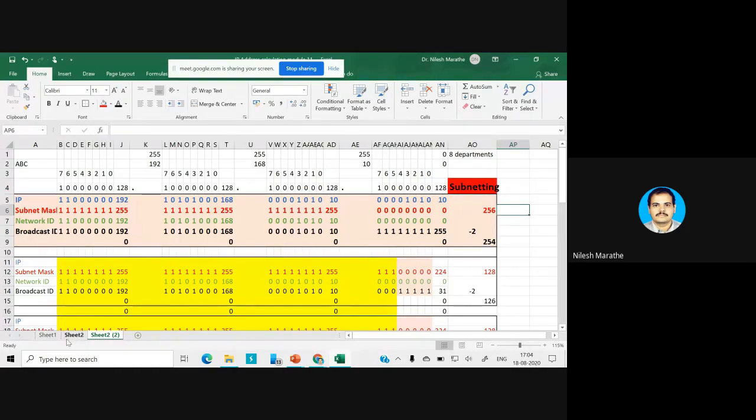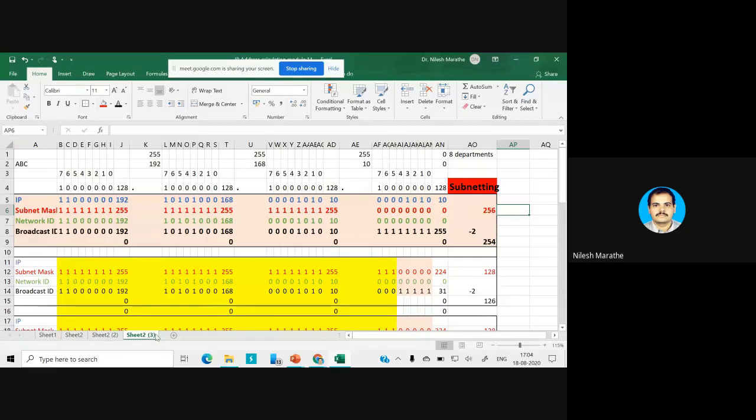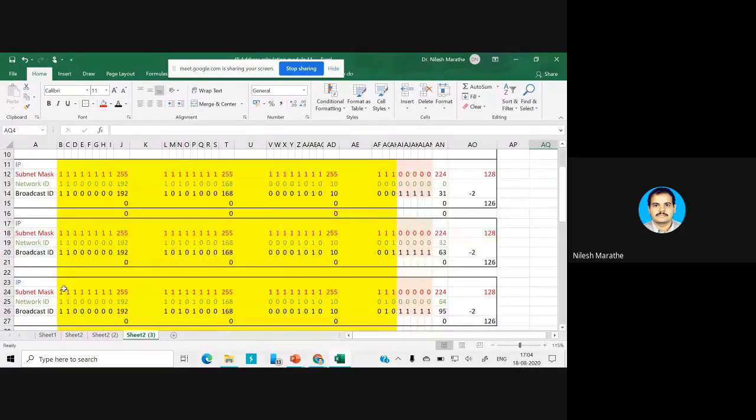Is this clear? Let's suppose now 2 departments, or we can say 4 departments, have vanished. So now again we have 4 departments only, but the number of hosts, they are merging. They have made one department out of 2 departments. So they have reduced the number of departments now. So what should we have to do in that case?